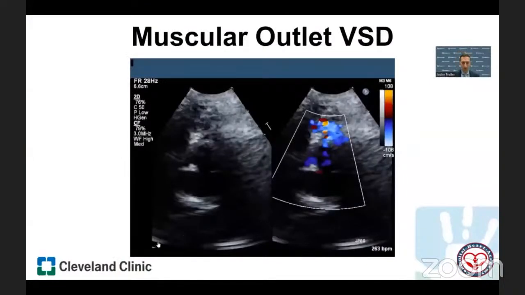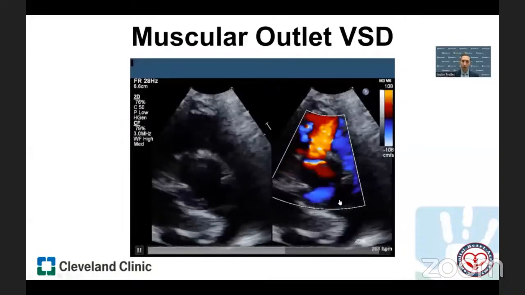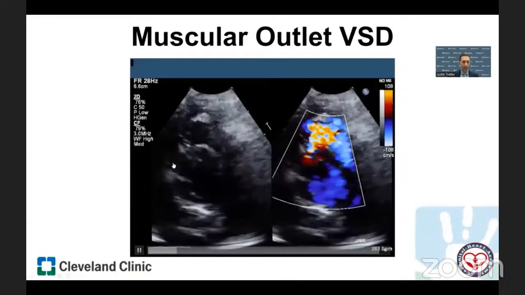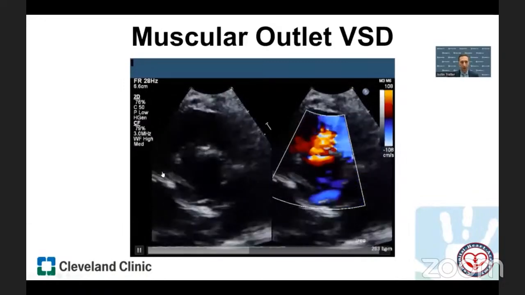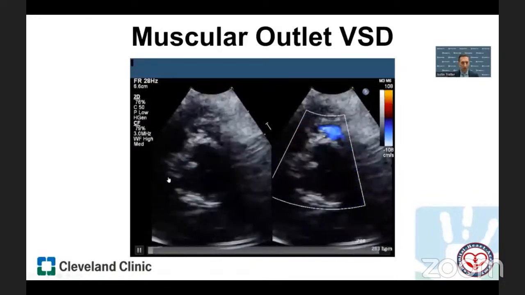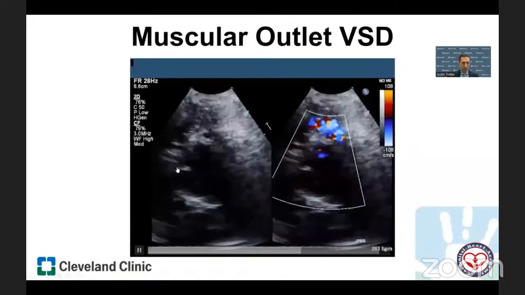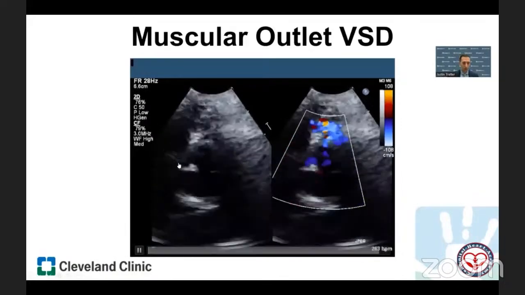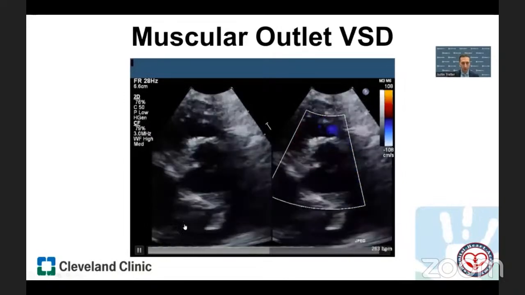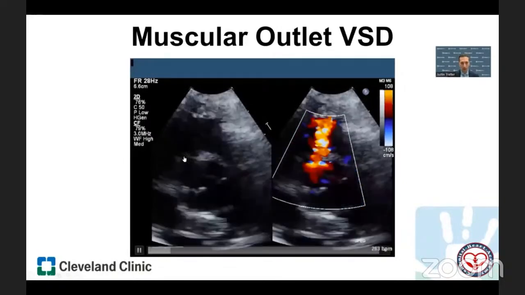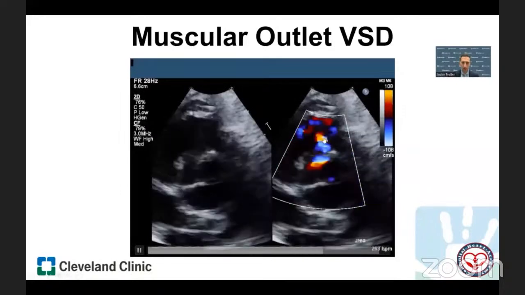This is a patient that has a muscular outlet ventricular septal defect. So we're in a parasternal short axis at the aortic valve, dipping down into the left ventricular outflow tract. We see the septal leaflet of the tricuspid valve. We're getting down towards the membranous septum, in and out of the membranous septum here. And then we see this muscle bar of tissue anteriorly.